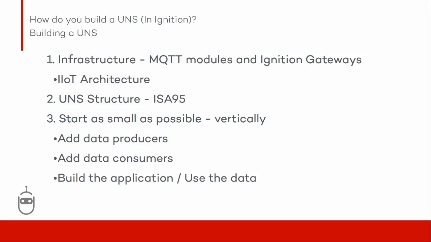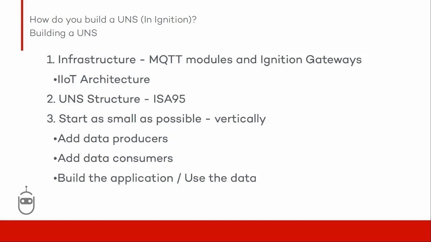But then in the third point, we start as small as possible, and we do it vertically. So we start all the way from getting the data to presenting the data in an application, maybe pushing it to the cloud if that's the use case as well, and so on. But we do it for a very small set of data, so we know everything works. But then once we have done that, it's easier to scale out and add more data to it and more plants and everything else.